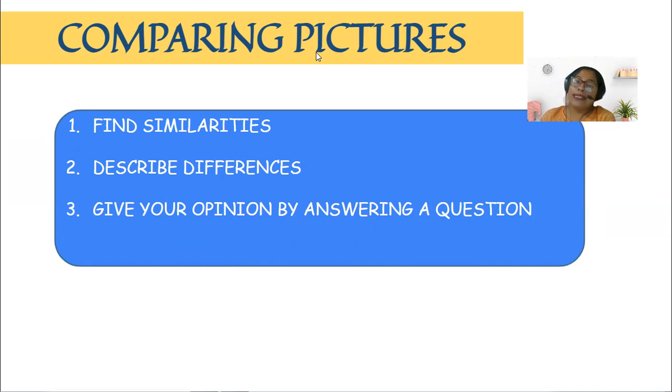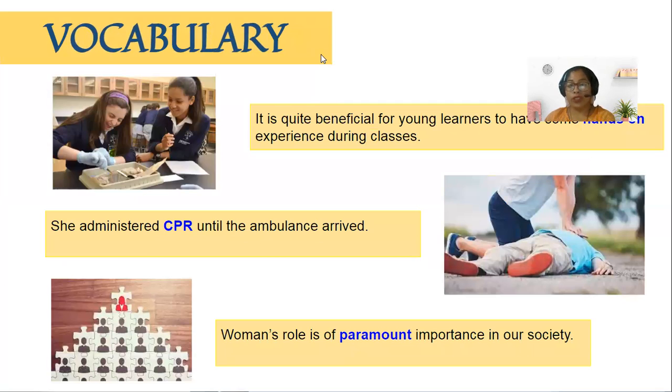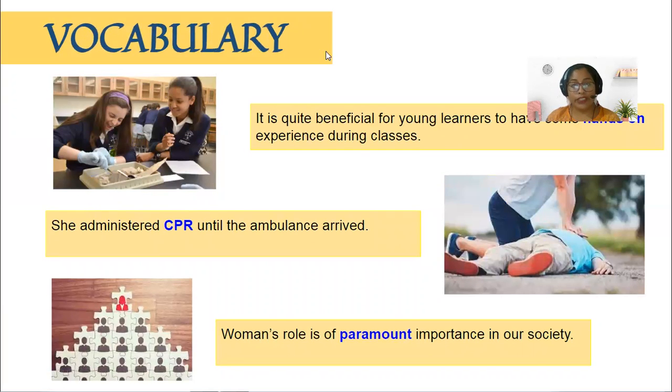Great. Now, let's take a look at some new vocabulary that might be useful for this task, for this session, okay? What do you see in the first picture? Can you tell me? Okay, two girls, okay, they seem to be where? Where are they? At the school. What are they doing? How do they look? They look excited, like they are having fun while practicing probably an experiment, right? Okay, and they are learning at the same time. Yes, that's right. Great. So what is the new word?